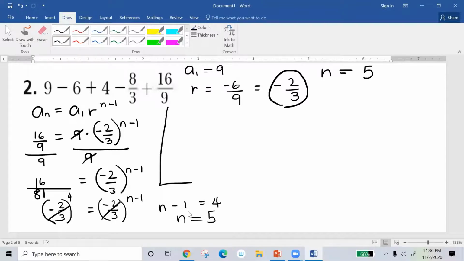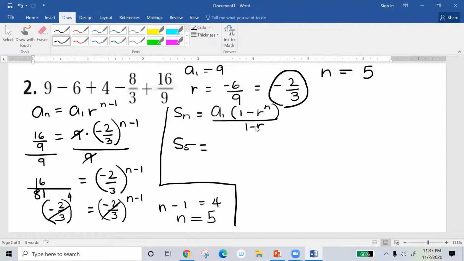Okay, we have the first term. We have the common ratio, which is negative 2 over 3. We have the number of terms, which is 5. So this is the time we will use the sum formula. Again, write the formula S sub n is equal to a sub 1, which is the first term, times 1 minus r raised to n all over 1 minus r. Okay, S sub n, what is n? 5. So the sum of the first 5 terms.